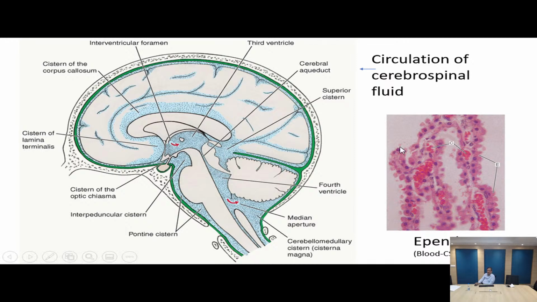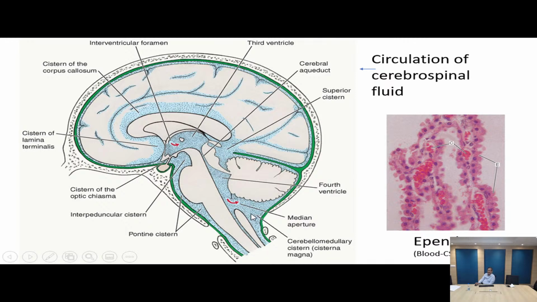So here we have a blood CSF barrier formed by the ependymal cells, which have tight junctions between them and microvilli on their free surface, and which are actively producing CSF. The E stands for ependyma, the C stands for capillaries, and you must know about this blood CSF barrier.